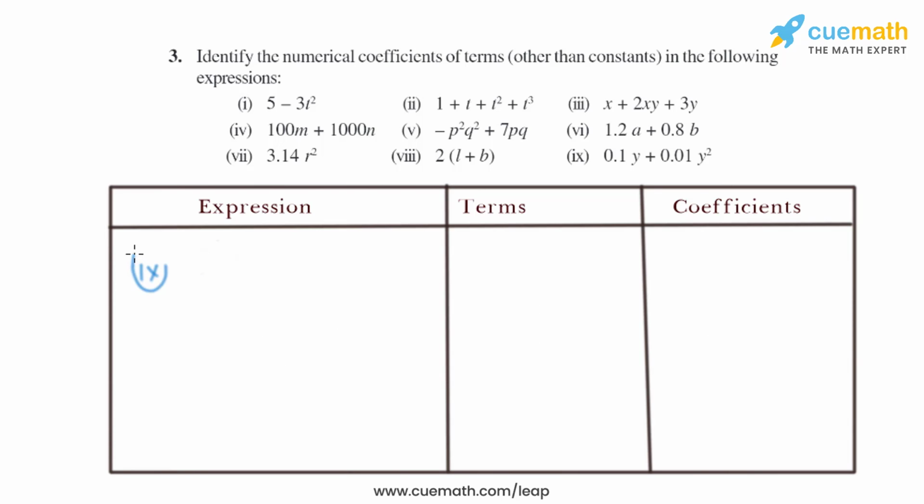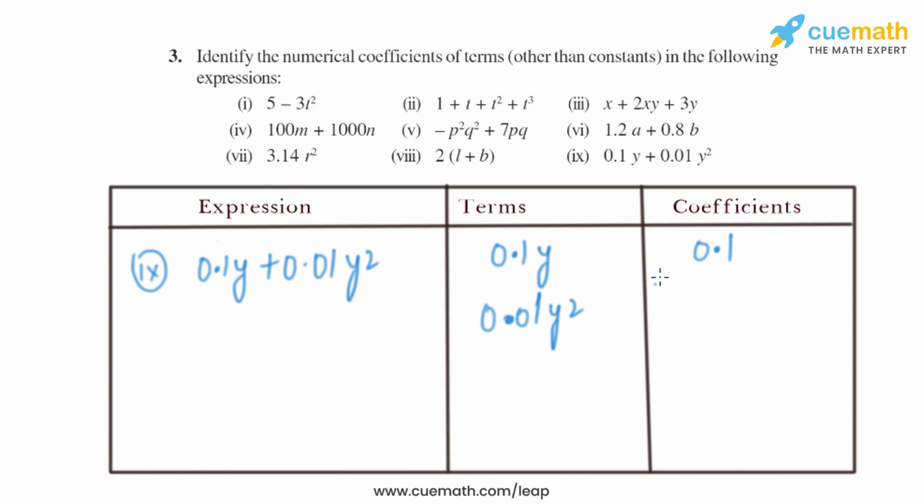In the ninth part, the expression that is given is 0.1y plus 0.01y square. So the terms are 0.1y and 0.01y square. As y is a variable over there, in 0.1y, we are multiplying y with 0.1. So 0.1 is a constant, so its coefficient will be 0.1. Similarly, in 0.01y square, the coefficient will be 0.01.